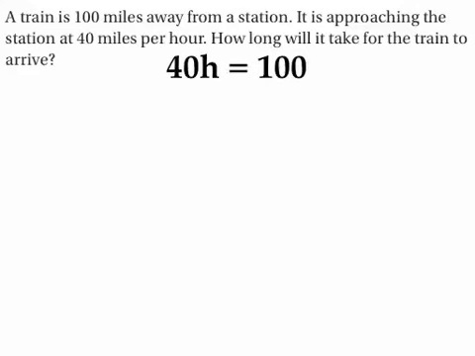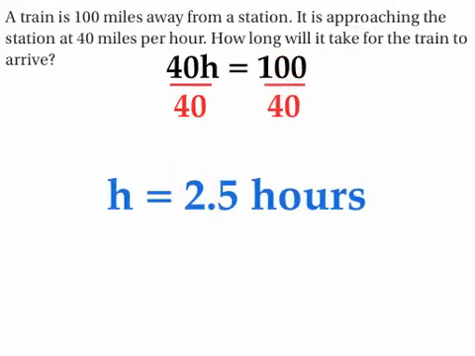To solve for h, I need to divide both sides by 40. And when you do that, you find that h equals 2.5 hours. Or you need to travel for 2.5 hours to get to the train station that is 100 miles away.